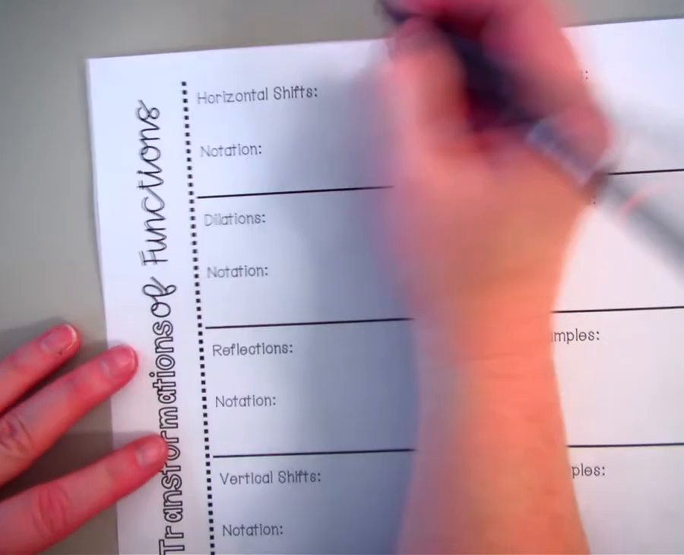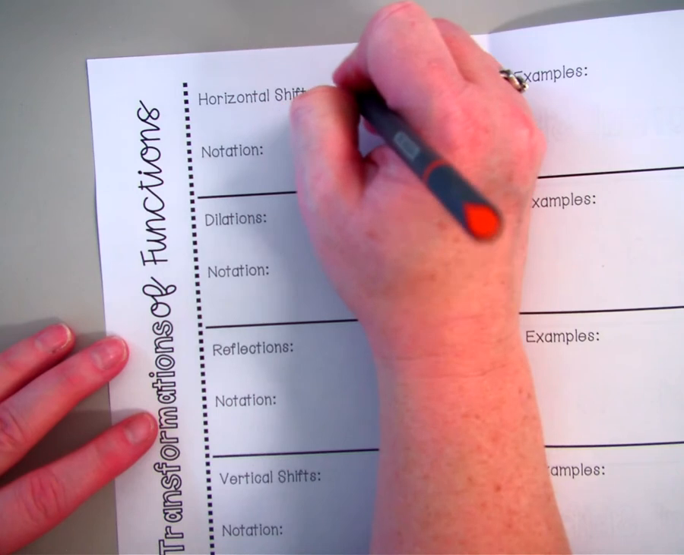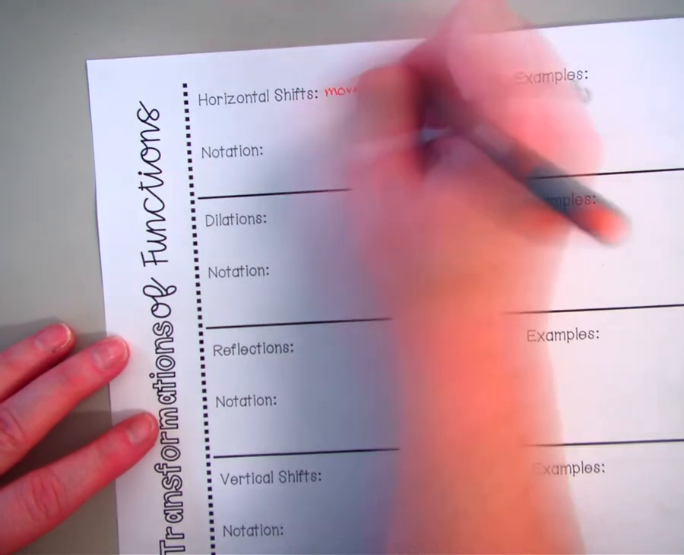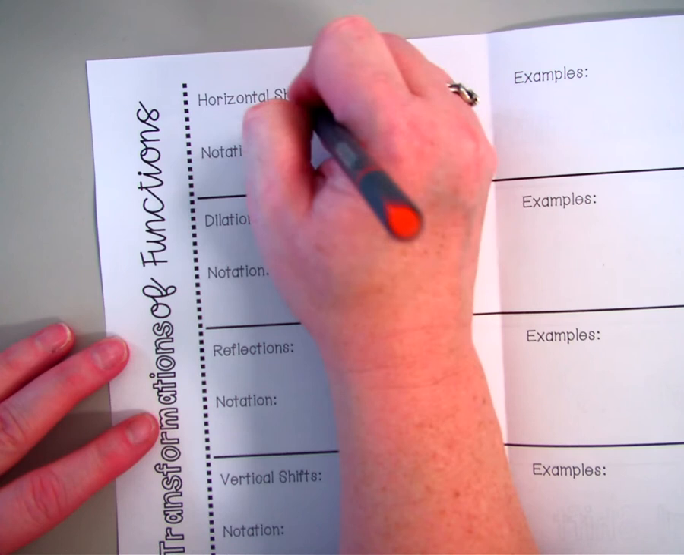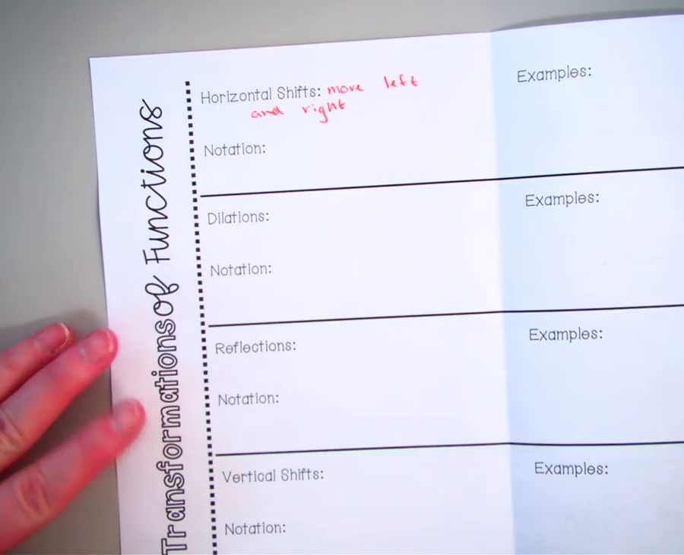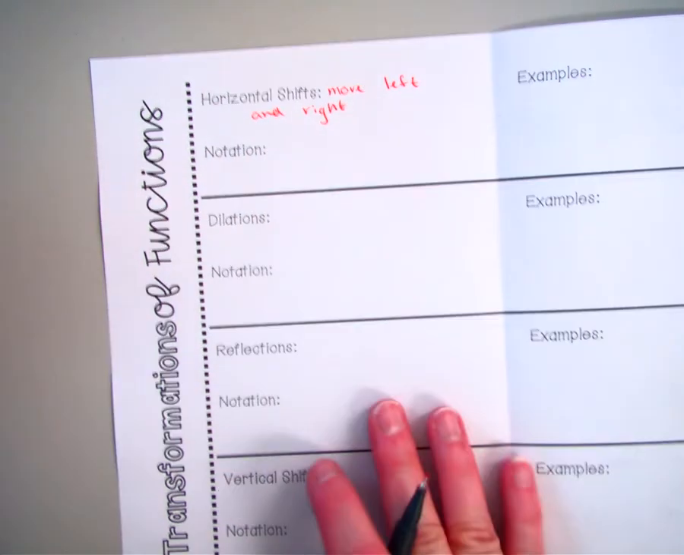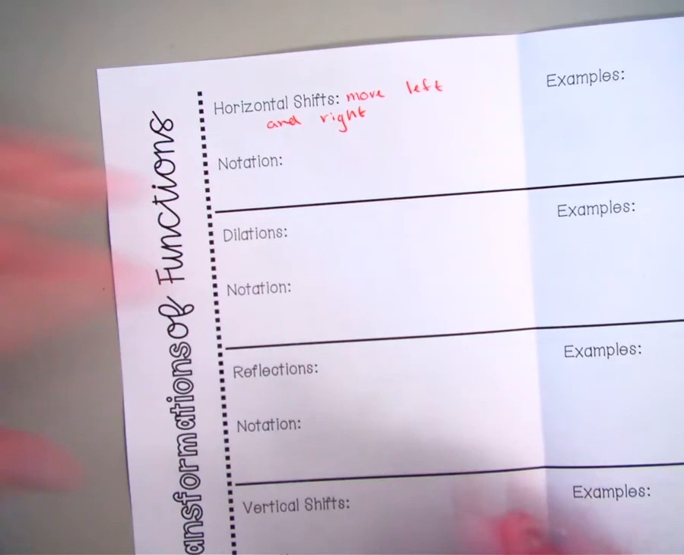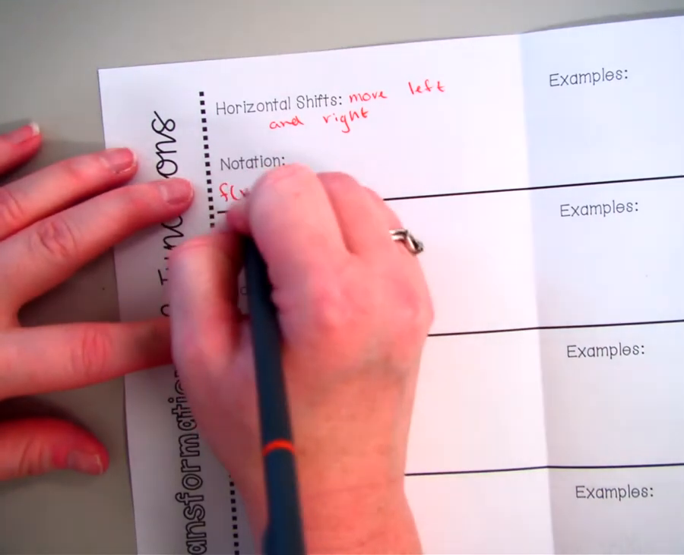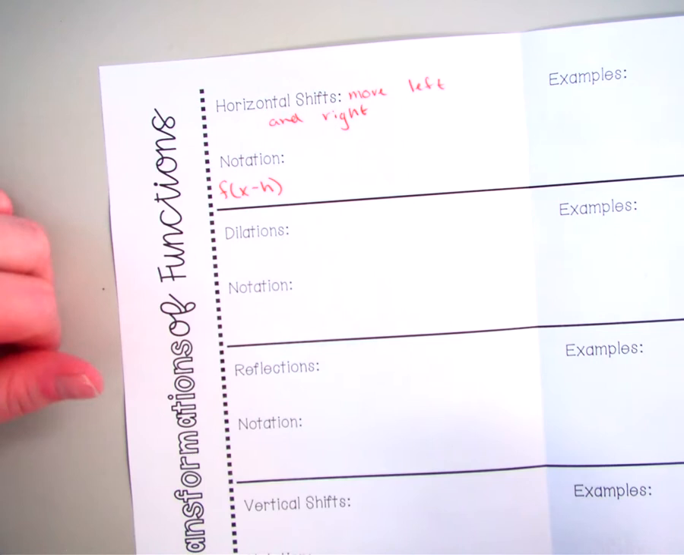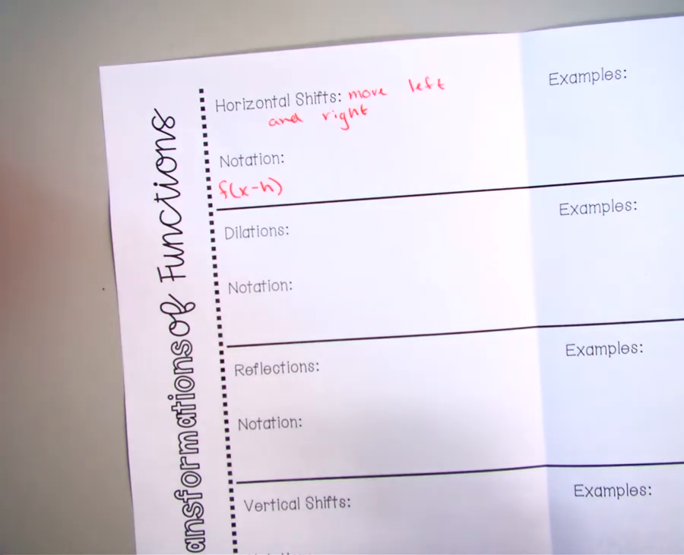So our horizontal shifts are the ones that move left and right. Those horizontal shifts are what move our graphs to the left or to the right. Our notation for that is the value inside the parentheses with x. Generally, it's represented by the letter h. H is just some number.